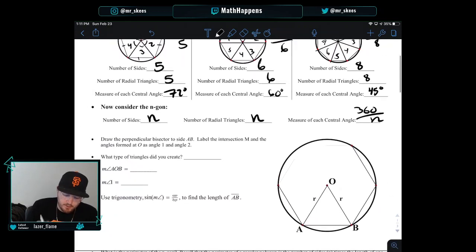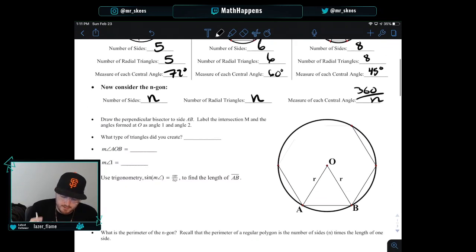So, draw a perpendicular bisector to side AB. We're not going to use a compass. Let's just do your best to draw a perpendicular bisector. So straight down. Boom.